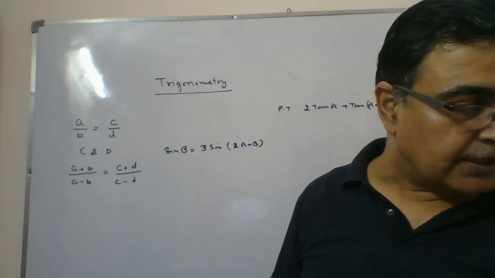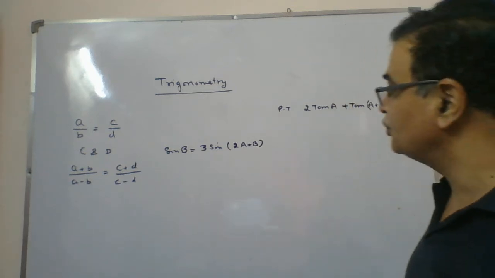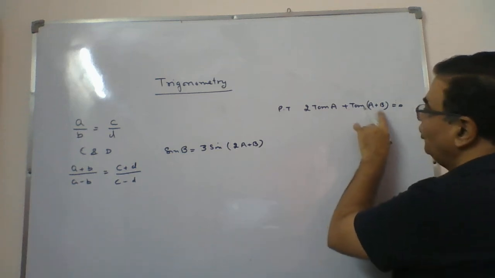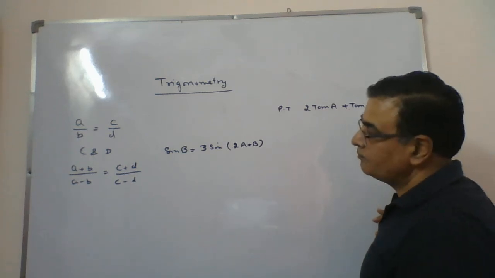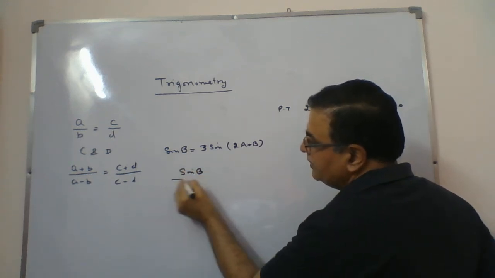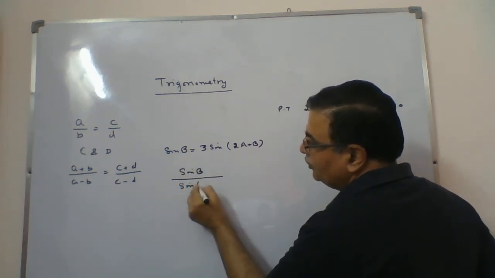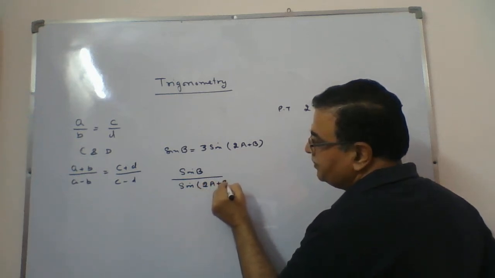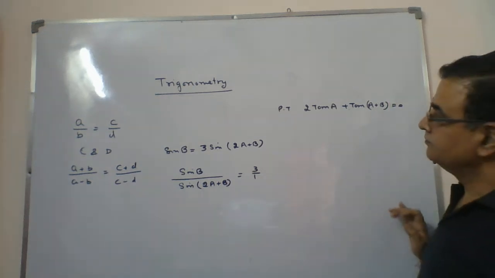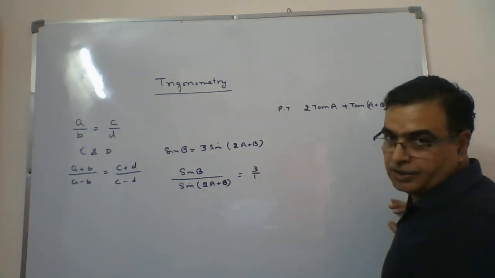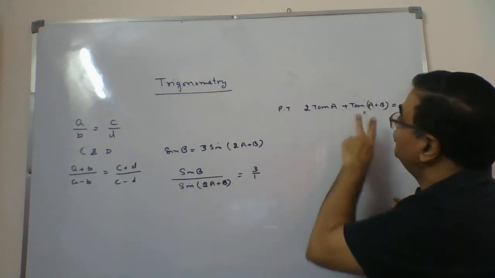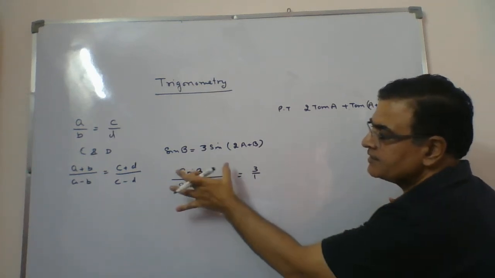But in this case, one slight thing we should keep in mind here. 2A plus B is given here, and I want A plus B. So what I do here, first I'll write this as sine of B by sine of (2A plus B) is coming 3 by 1. And as I want tan to be taken, we should convert it. And one more thing, A plus B is also needed. We will slightly change here.